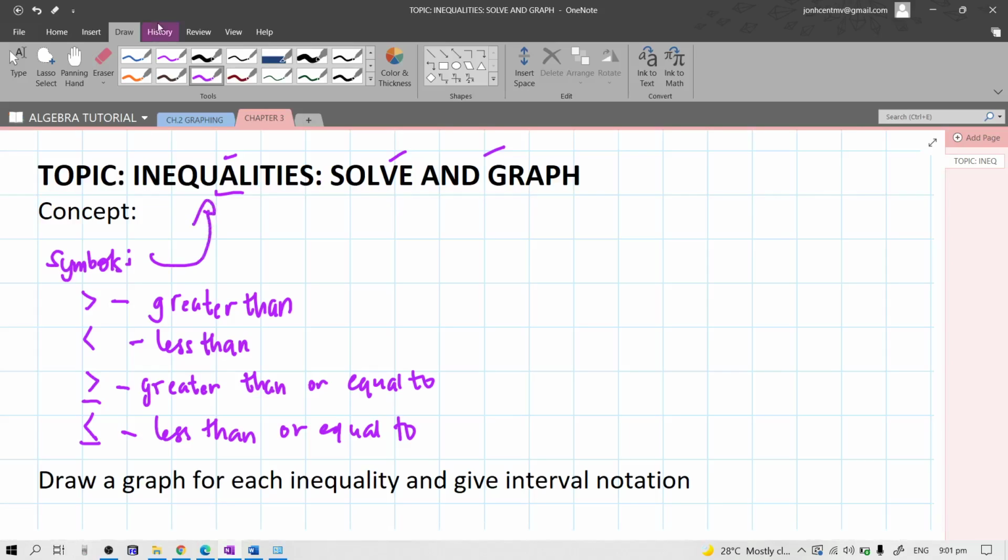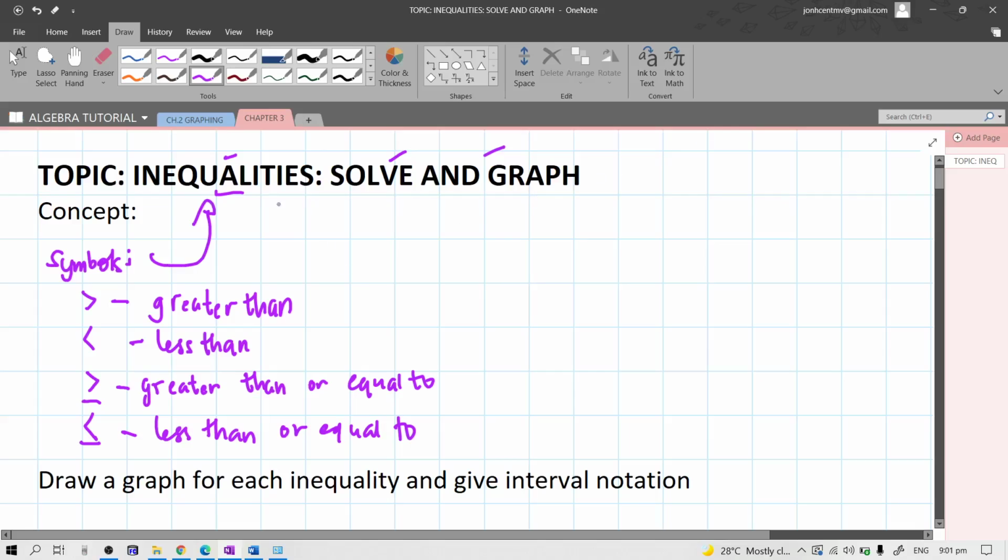Okay? So, 'di ba, in the first chapters ng algebra, we all know for only the equal. Let's say we have x is equals to 2. Okay? So therefore, our value of x is 2. But this time, inequalities na. Okay? So, gagamitan na natin siya ng mga symbol na to.